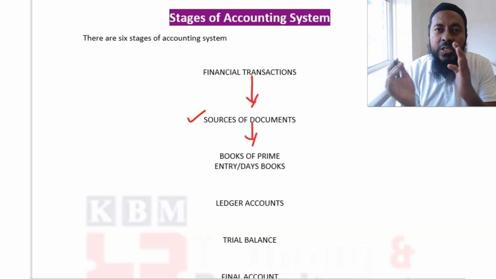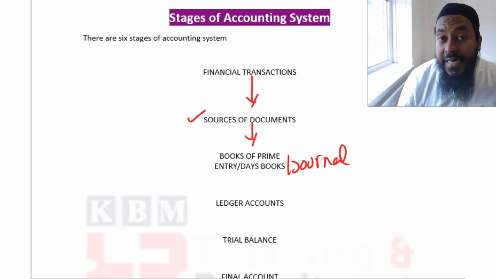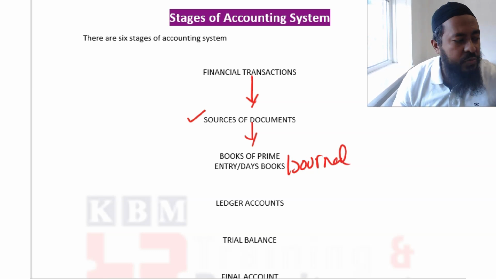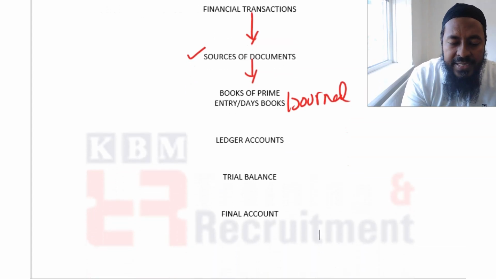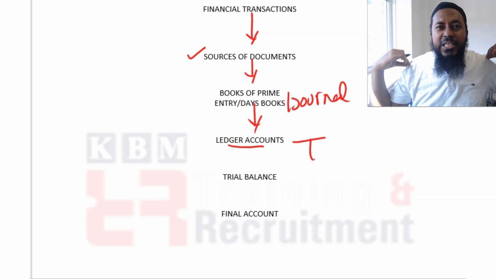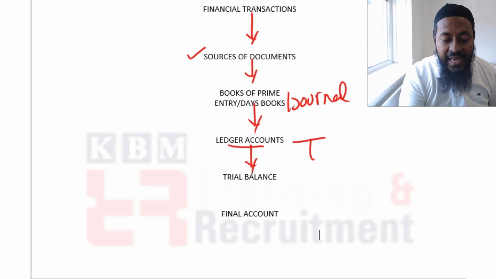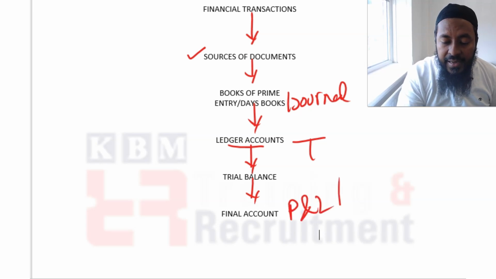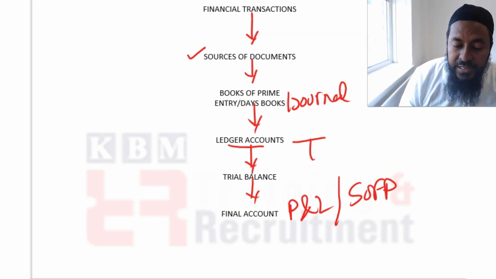From source documents, you record in day books. We call them books of prime entry, or day books, also called journals. These are the sales day book, purchase day book, sales return, purchase return, and cash book. Then the general journal is there. From the day books, you make ledger accounts, meaning T accounts. It looks like a T, like the polo t-shirt I'm wearing here. From the ledger, you prepare the trial balance, and from the trial balance, you make the final accounts, which are P&L and SOFP. Over the next videos, we're going to see all these items.